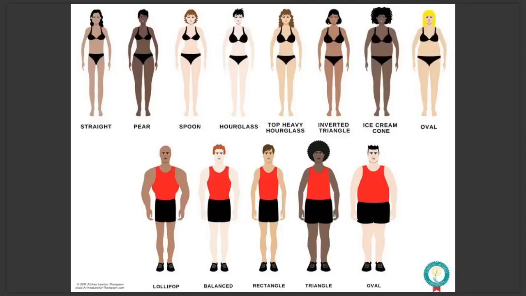And then lastly, the oval man is the exact same as the oval female. They carry most of their weight right through the midsection, chest, abdomen, back, on down to butt and hips. And then they get smaller as you move down the arms to the wrist and smaller as you get down to the calves, ankles, and feet.